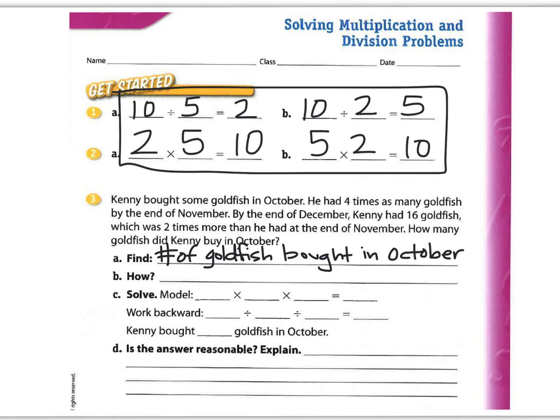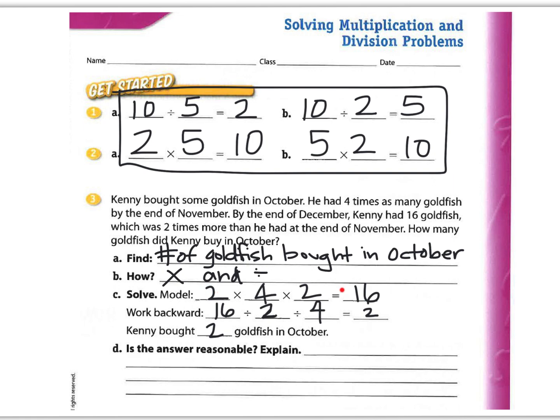So we're going to use multiplication and division. So our model here, we have something times something times something equals something. And then we will work backward to double check our answer. So this problem takes a little bit of thinking. So I wrote it out.